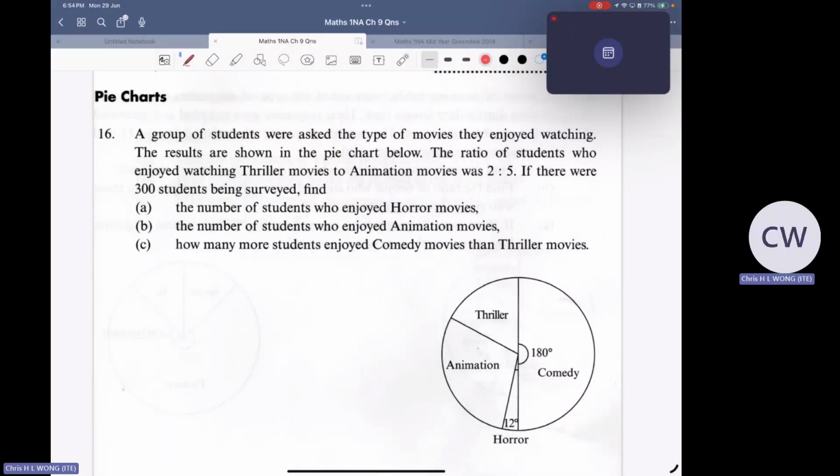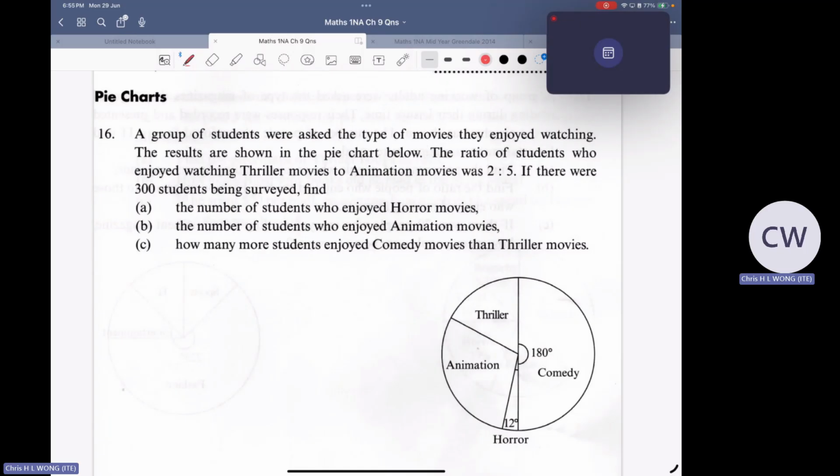Now, a group of students was asked the type of movies they enjoy. So first of all, you can understand what the pie chart represents. This chart represents a survey done on students, asking them what kind of movies they like. So the whole pie chart itself is about the number of students who like to watch different kinds of movies. The results are shown in this pie chart below.